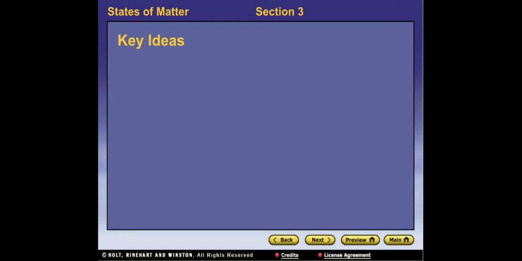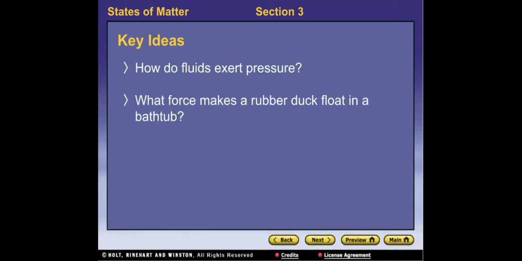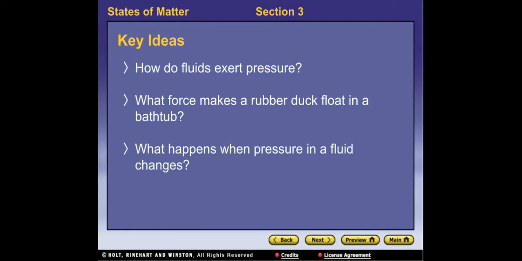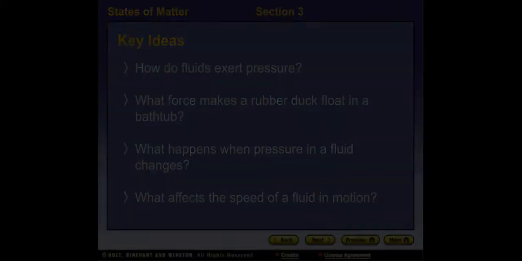Chapter 3, Section 3, States of Matter. Key ideas in this section: how do fluids exert pressure? What force makes a rubber duck float in a bathtub? What happens when pressure in a fluid changes? And what affects the speed of fluid in motion?